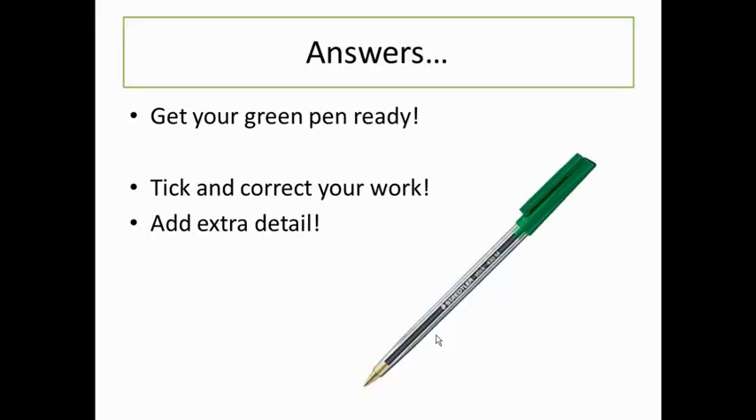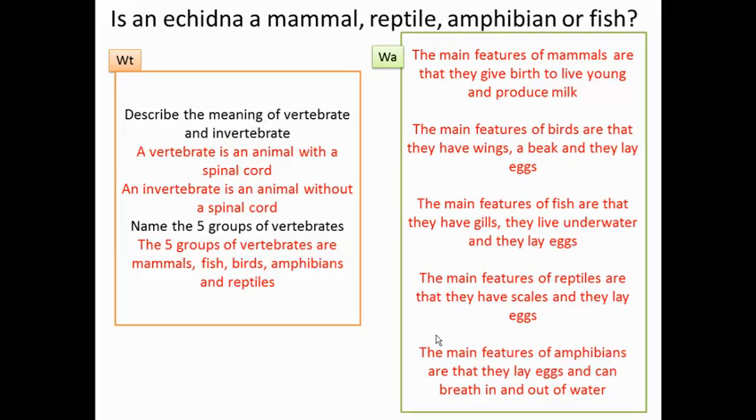Okay, so let's go through some answers. So what you should have had, describe the meaning of vertebrates and invertebrates. So a vertebrate is an animal with a spinal cord. An invertebrate is an animal without a spinal cord. The 5 groups of vertebrates are mammals, fish, birds, amphibians, and reptiles. So it doesn't matter what order you've written them down in, as long as you've got all 5. If you haven't, add them in green pen now.